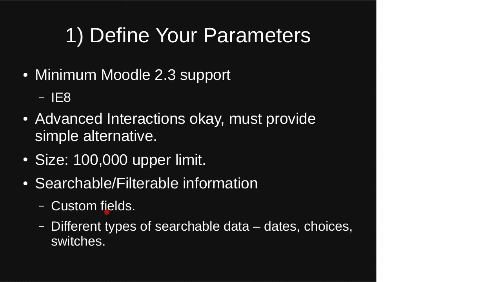So going through the steps I outlined before, we first defined our parameters. We were looking at supporting the Moodle 2.3 minimum requirements, which meant IE8. Now that was a bit of a pain. As we know, IE8 is not the best at supporting some of the more advanced features we wanted to do. But at least we weren't working with IE6, so we had somewhere to go. We could do certain things like drag and drop. We just had to make sure that IE8 would support that.